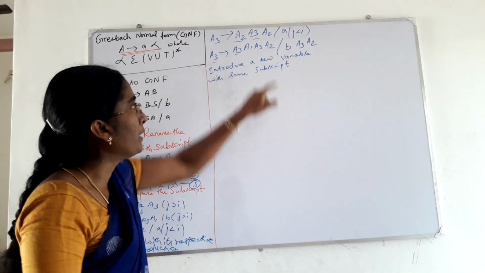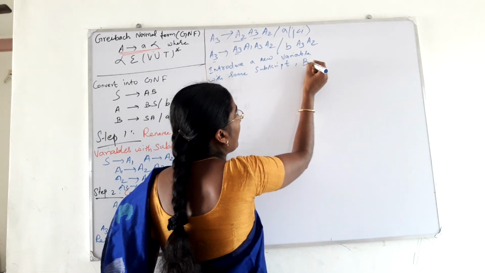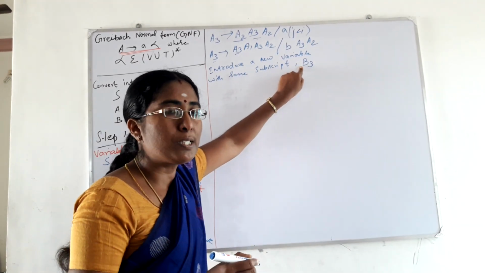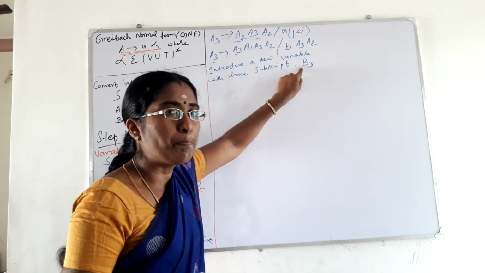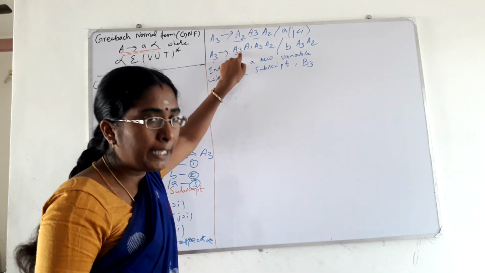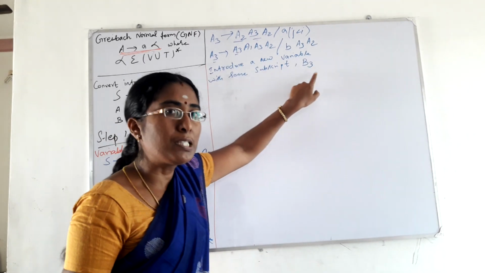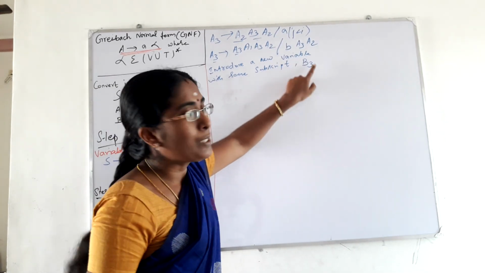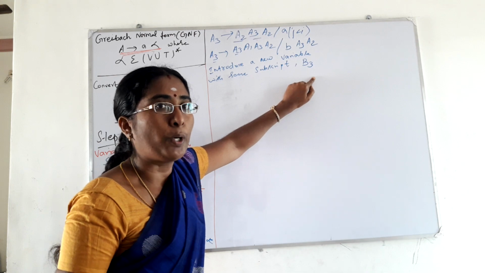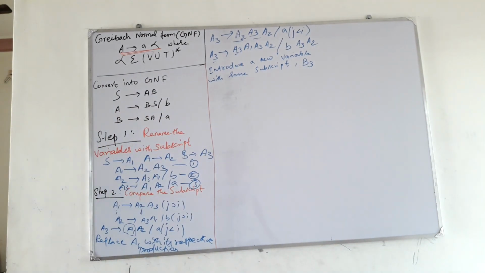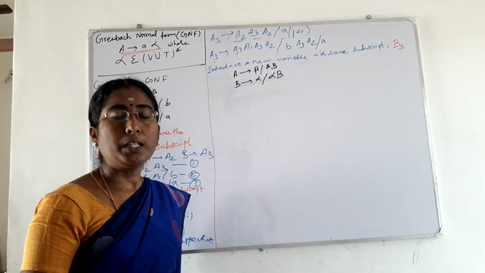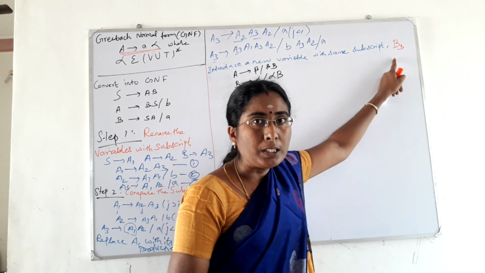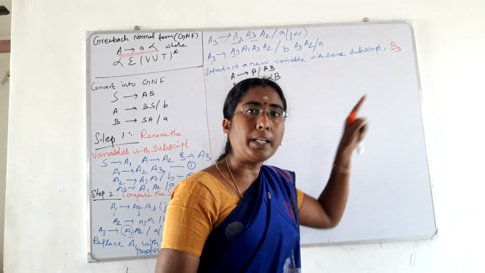Consider the variable as B3. We introduce the variable as B3. The subscript should be the same and the name can be anything. Here we introduce the name as B. So the new variable is B3. If the subscripts are equal, introduce a new variable with the same subscript, that is B3. After introducing this new variable, we will form new productions. After introducing the new variable B3, we will write the productions for A3 and B3.